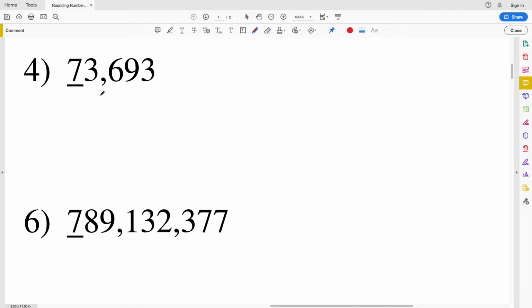Next, we have 73,693. We're rounding to the nearest 10,000th place. So we're either rounding to 70,000 or 80,000. But our number rounds down to 70,000 as opposed to rounding up to 80,000. And again, that's because this 3 is less than 5, so our number stays the same, 70,000.